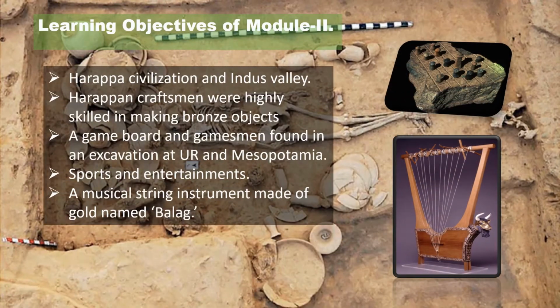Learning objectives of Module 2. In this module, we will learn about the Harappan civilization and the Indus Valley. Harappan craftsmen were highly skilled in making bronze objects. A game board and gamesmen were found in an excavation at Ur in Mesopotamia. Sports and entertainment: a musical string instrument made of gold, named balag.